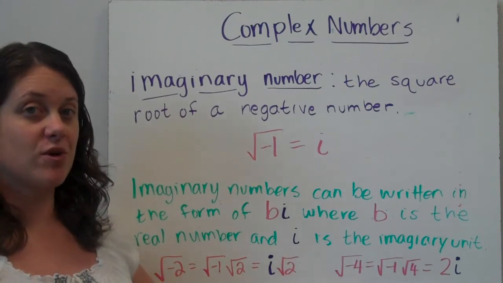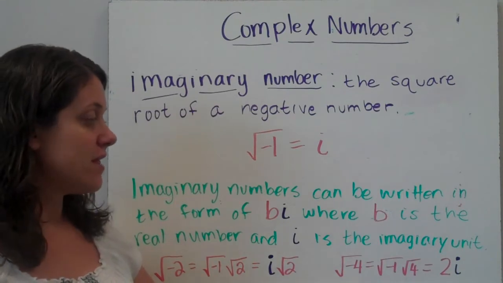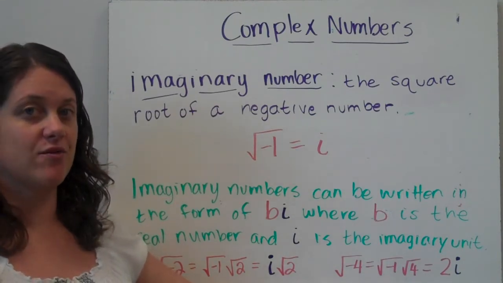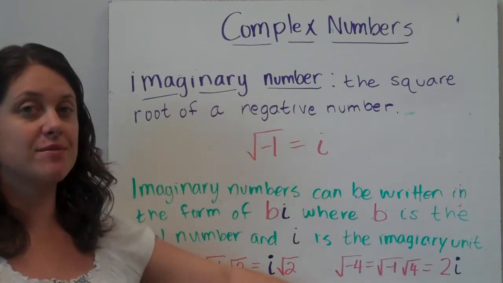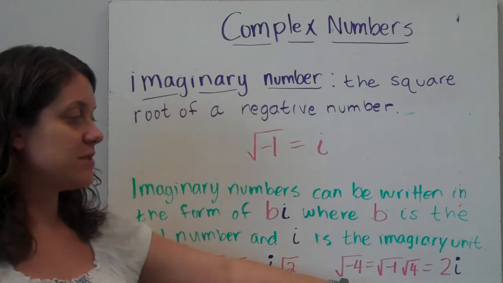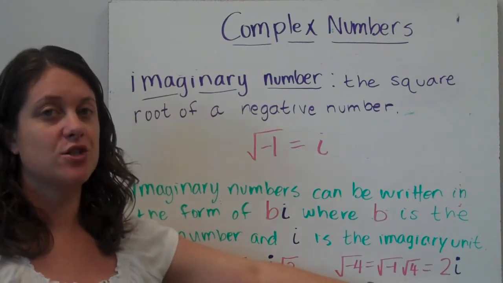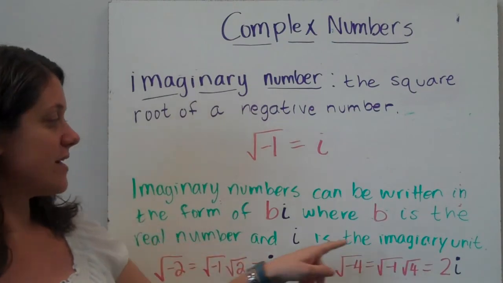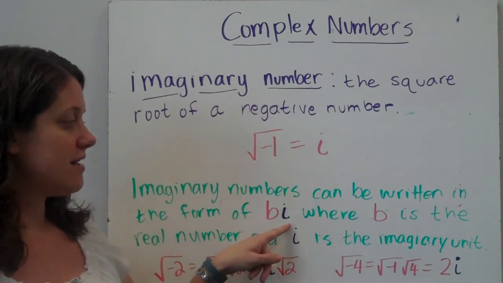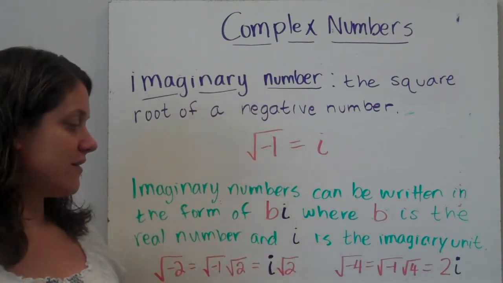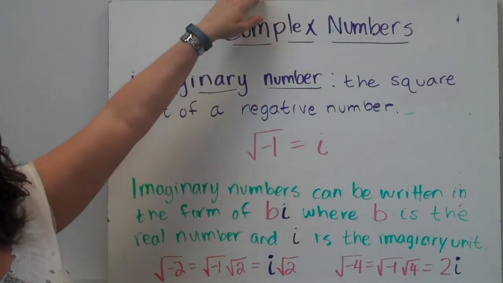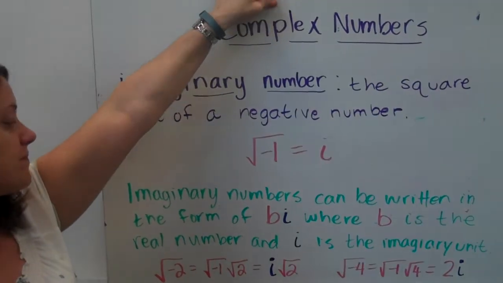Okay, then here if we have the square root of -4, then we would take the square root of -1 times the square root of 4. Since that simplifies to 2, we end up getting 2i. And so we always write them in the form of bi, and then we'd switch it around if it was a radical and we needed to say i root 2.